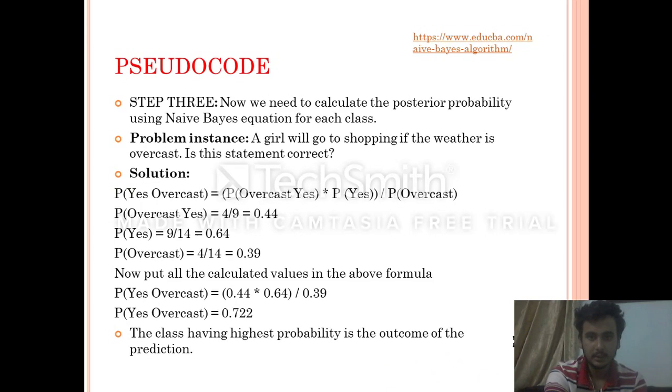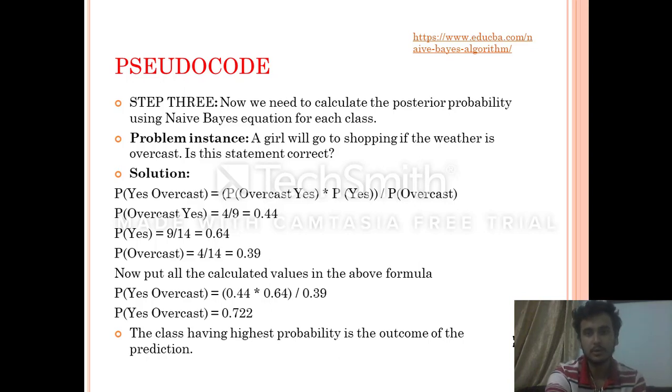In step 3, we calculate the posterior probability using the naive Bayes equation. Posterior probability is also known as conditional probability, and the naive Bayes equation is the formula of conditional probability. So let's look at a problem instance.